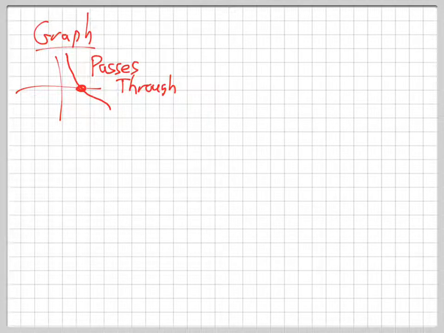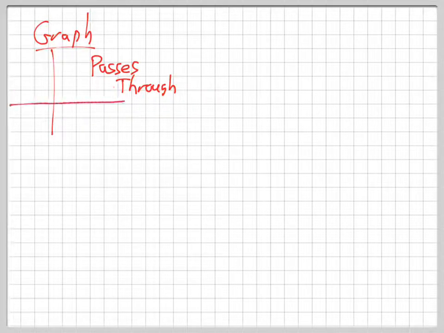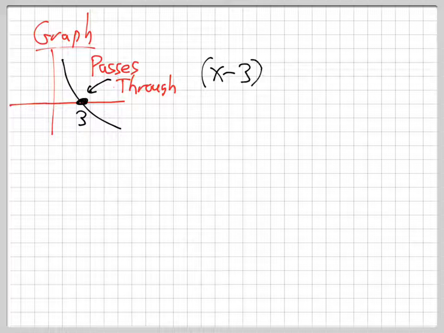So if a graph passes through a point like this, yeah, I don't like the way I'm doing that. Here, let's do a good job. Passes through. So if the graph just kind of passes through like that, say it passes through at 3 or whatever, then that's just going to be x minus 3 to the first power.